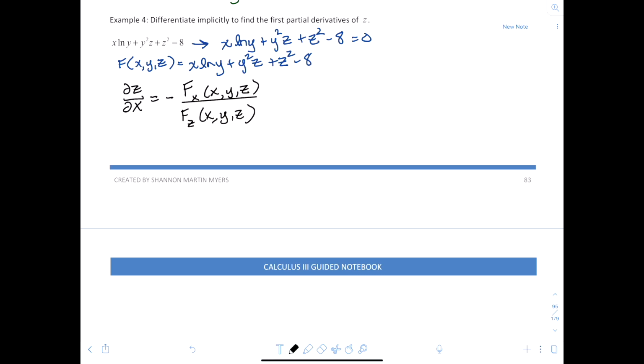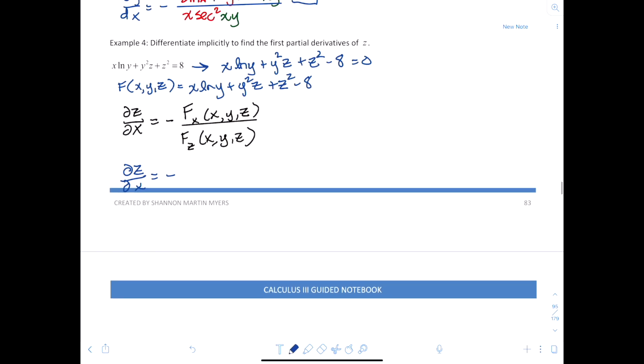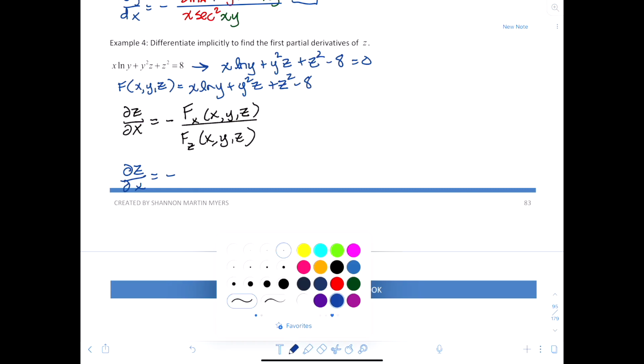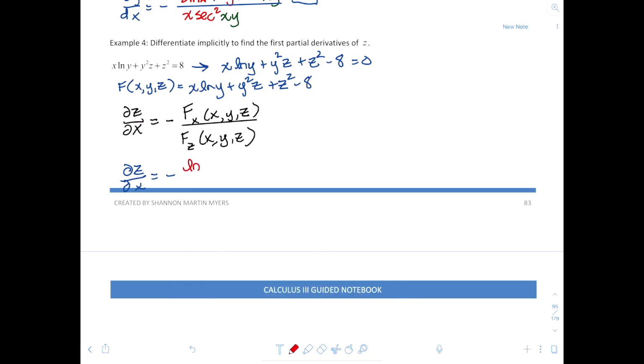And let's see what we get. So this will give us dz/dx, or sorry, the first partial of z with respect to x is negative. Treating y and z as constants, we'll just get natural log of y for the first term. The second term will zero out, as will the third and fourth. So that was easy, right?